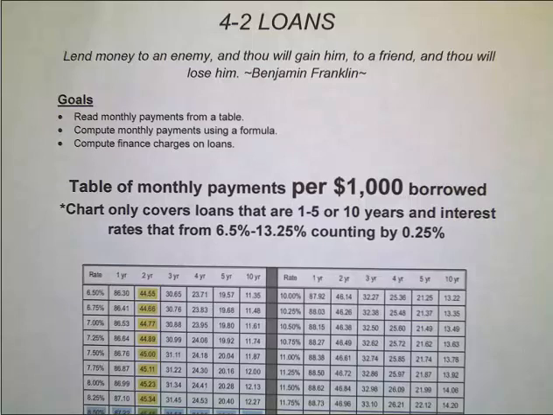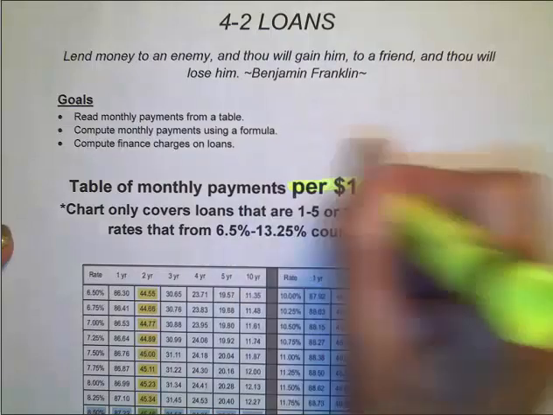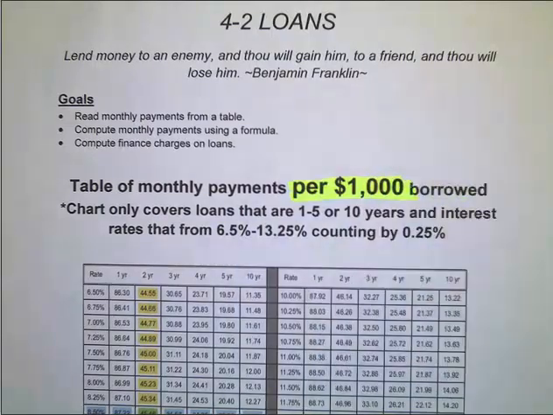This lesson is on 4-2 loans. So you'll notice we have this table below. This table is of monthly payments per $1,000. So that's very important. This table is per $1,000 borrowed, and it tells us what the monthly payments are per $1,000 borrowed. Okay? And remember, borrowed is called the principal.